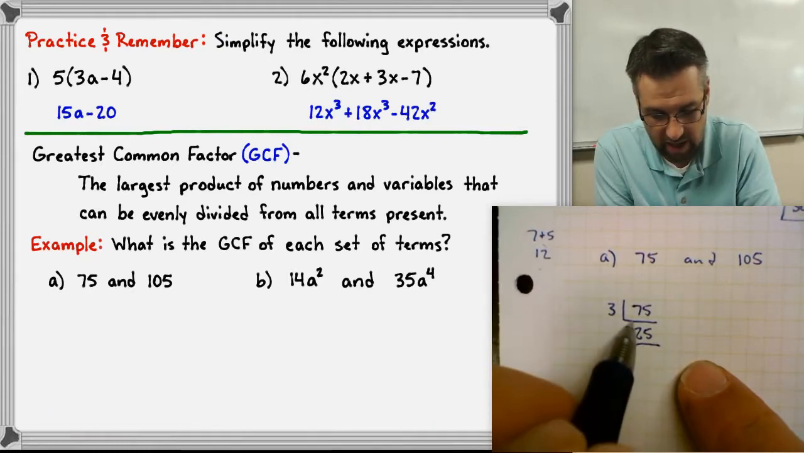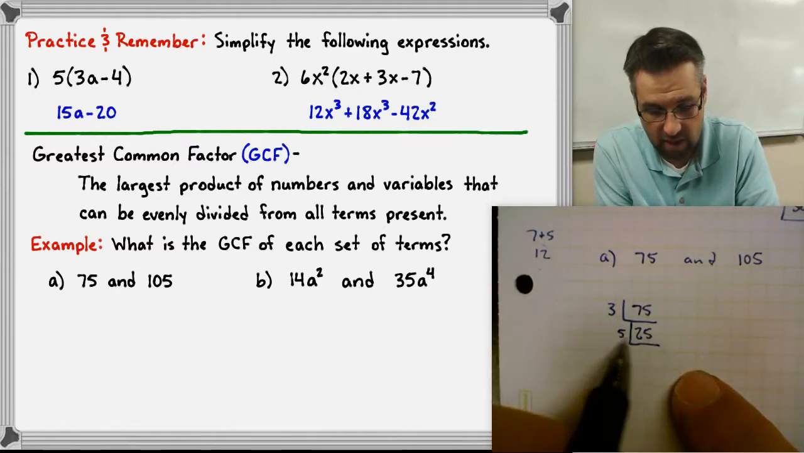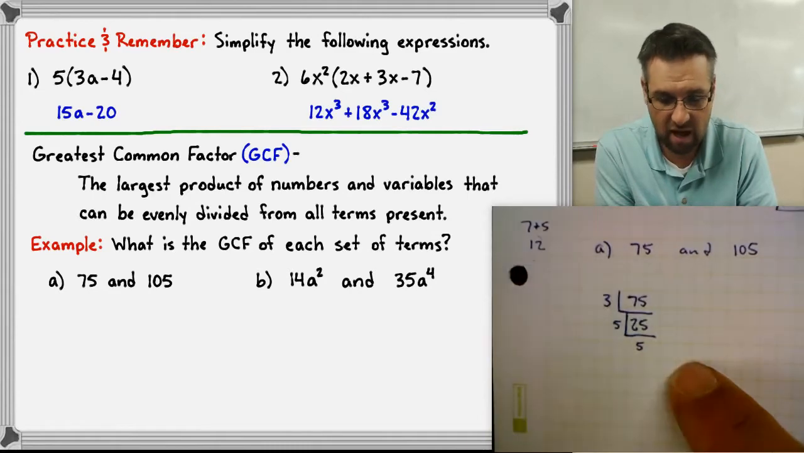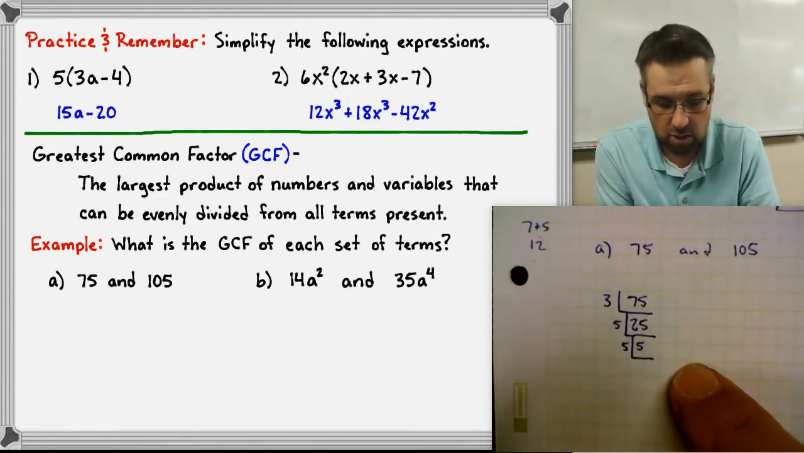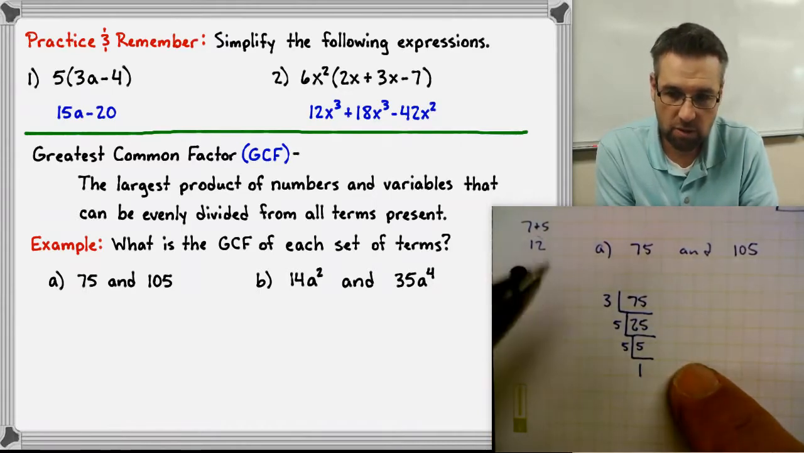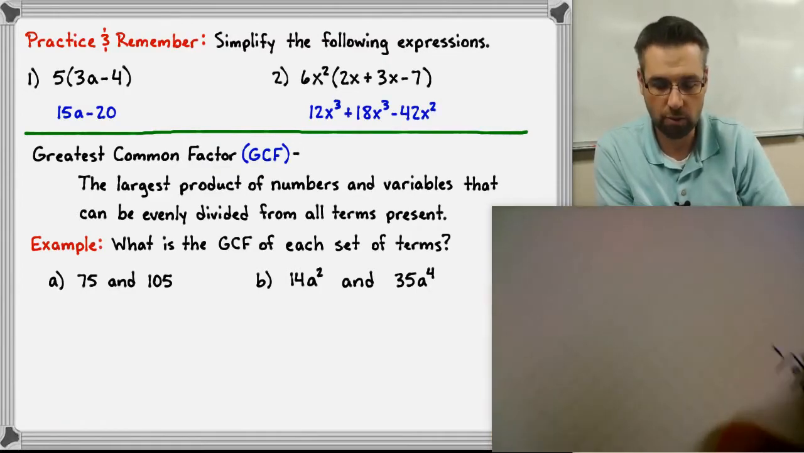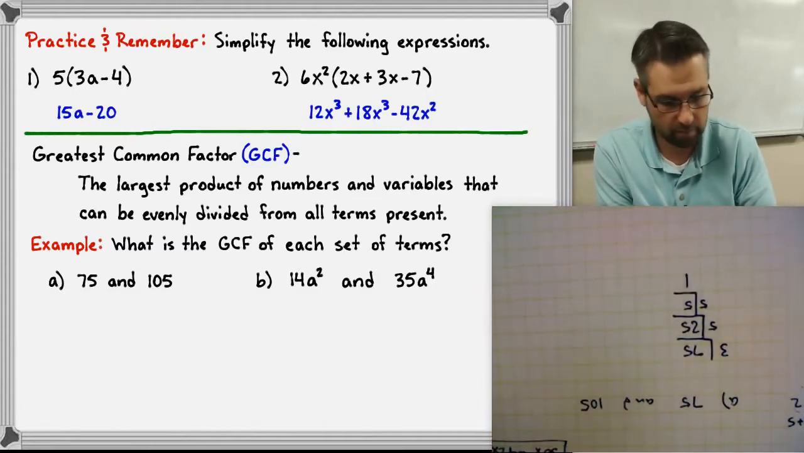What can I divide out of 25? Well, I can divide a 5 out of 25, and the result is 5, right? 5 times 5 is 25, or 25 divided by 5 is 5. Well, is there anything that I could divide out of 5? Sure. I can divide 5 out of 5. So what is 5 divided by 5? It's 1, okay? So this is the cake method, because if you take your paper and you turn it around, it looks kind of like a stacked cake with a candle on top, okay?